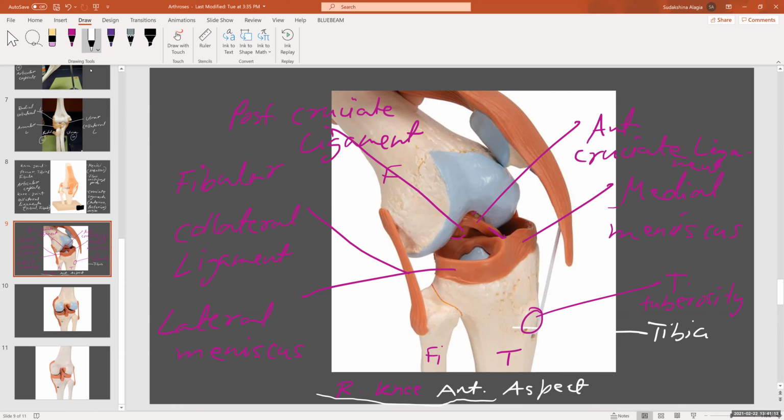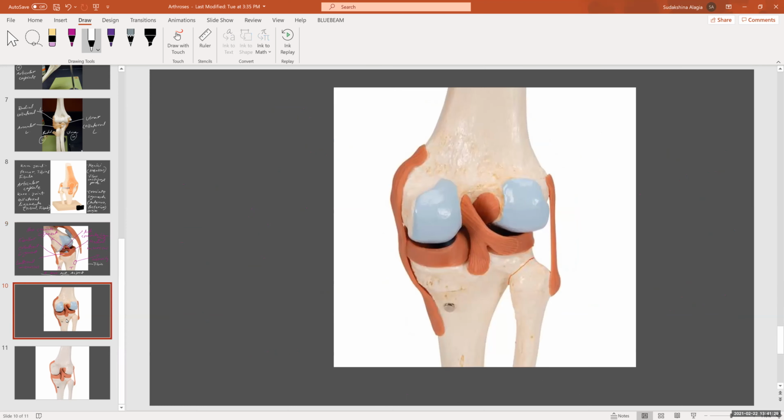And you can see most of the structures we are learning. You can see the fibular ligament, the lateral meniscus, the medial meniscus, the ACL, anterior cruciate ligament, and you can see the posterior cruciate ligament as well. This is the posterior view, still the right knee. We are looking at the posterior aspect.